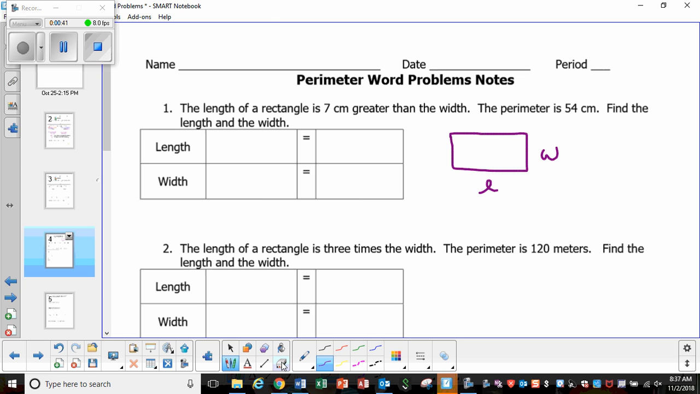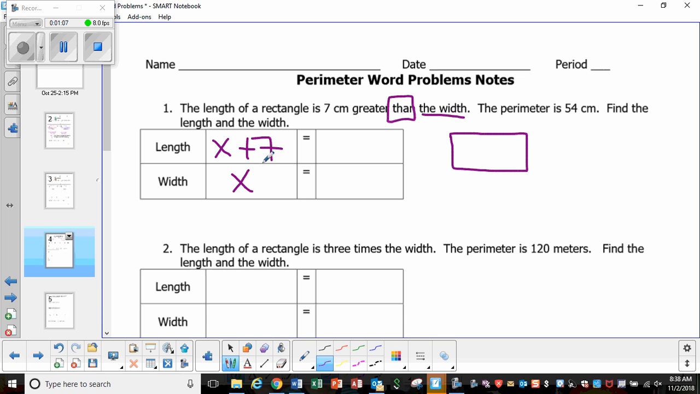So I need to go back and translate the information given to me. The length of a rectangle is 7 centimeters greater than the width. So we're going to make the width x, the unknown. But we know that the length is 7 centimeters greater than the width. So if the width is x, we know that the length is x plus 7.